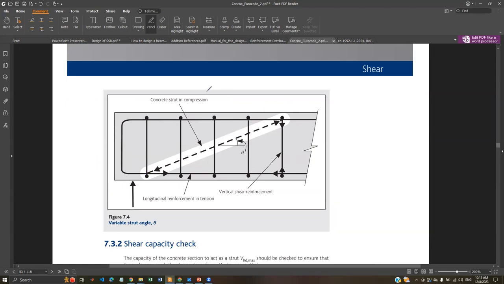The reason I need to check this strut is that Eurocode generally assumes that whatever concrete we provide has some kind of shear capacity. It may sustain or counteract the effect of shear. That's what we are assuming over here.